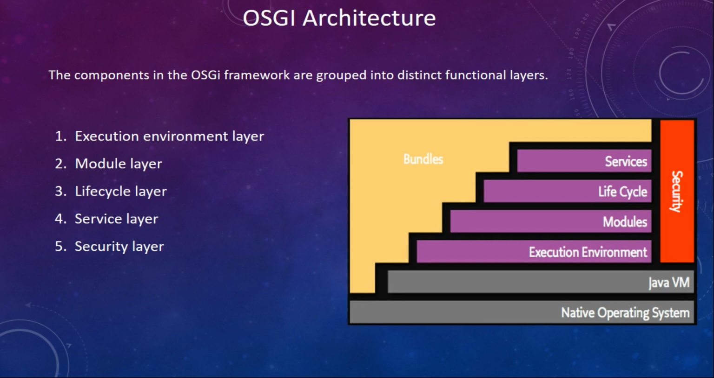After that, we need to know what the OSGI architecture is. It has 5 phases, that is the execution environment layer, module layer, lifecycle layer, service layer and security layer. We'll see them individually, but before that we'll discuss the module layer. What does it mean by this module layer?